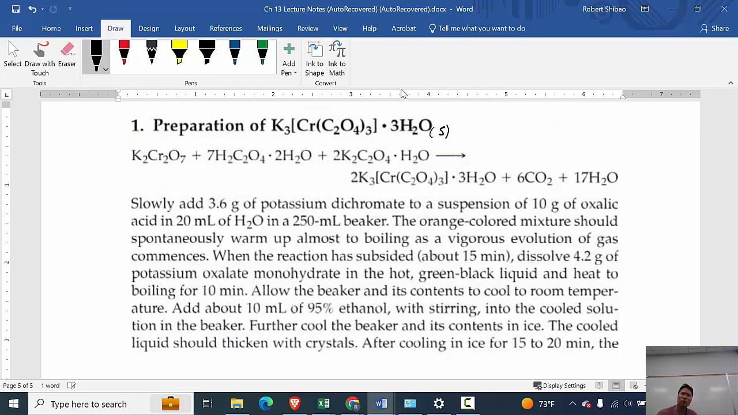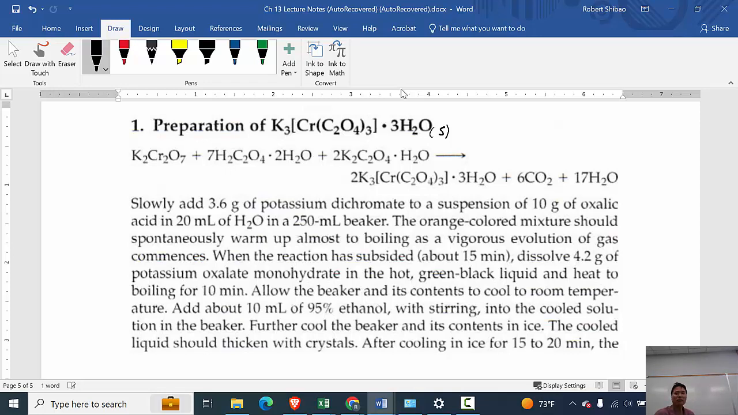But I talked about the 3 reactions we're doing. Redox, what was it? Redox, acid base, and metathesis. So, just reading through this, 3.6 grams of potassium dichromate.